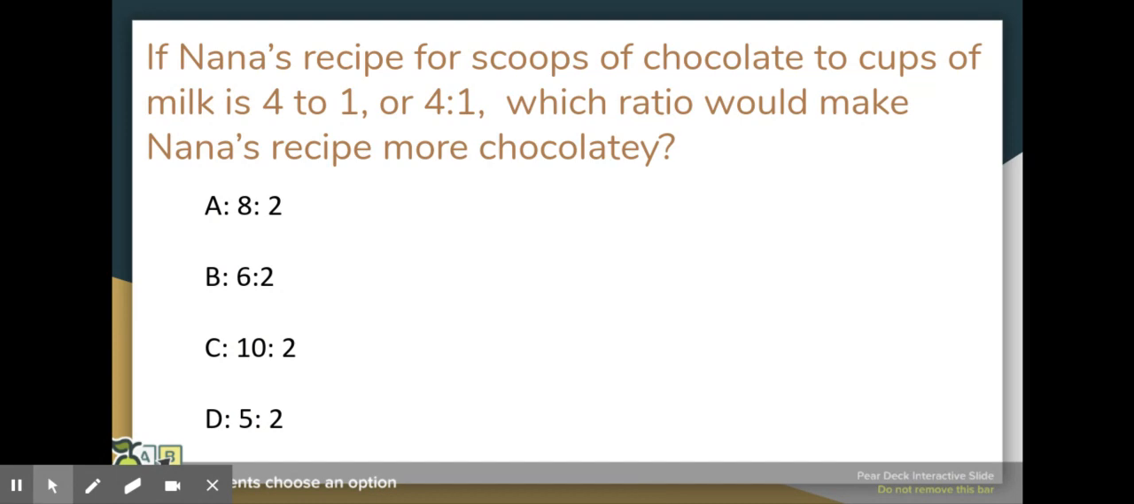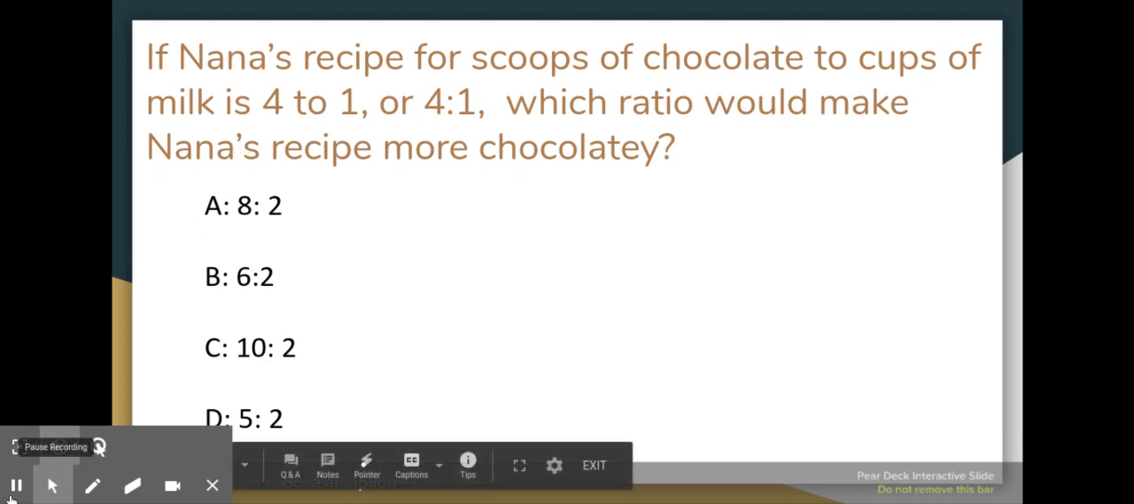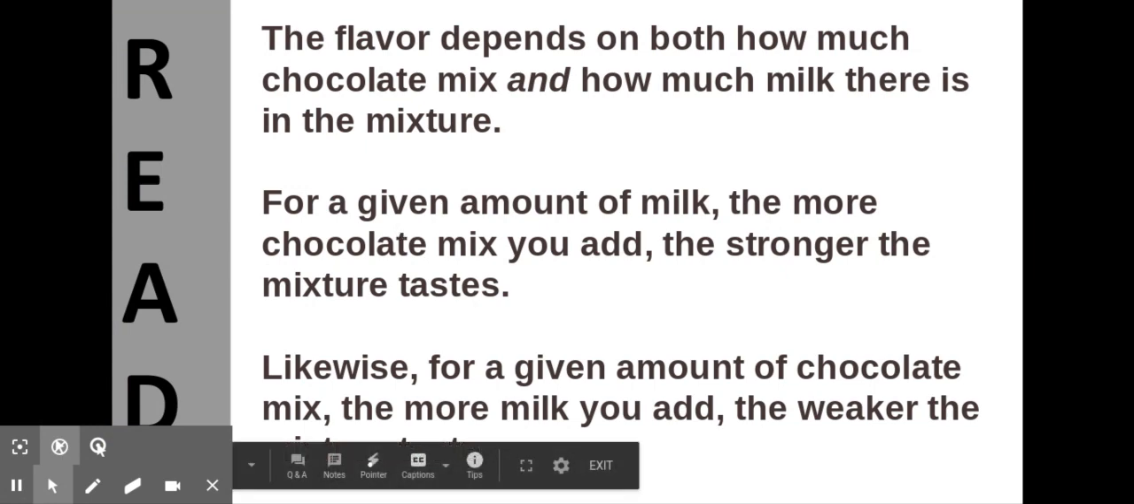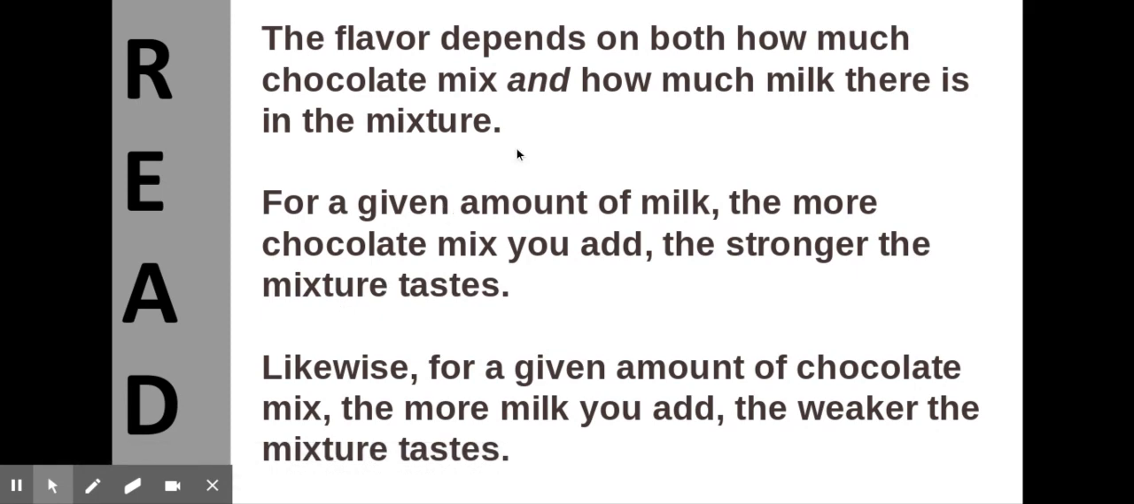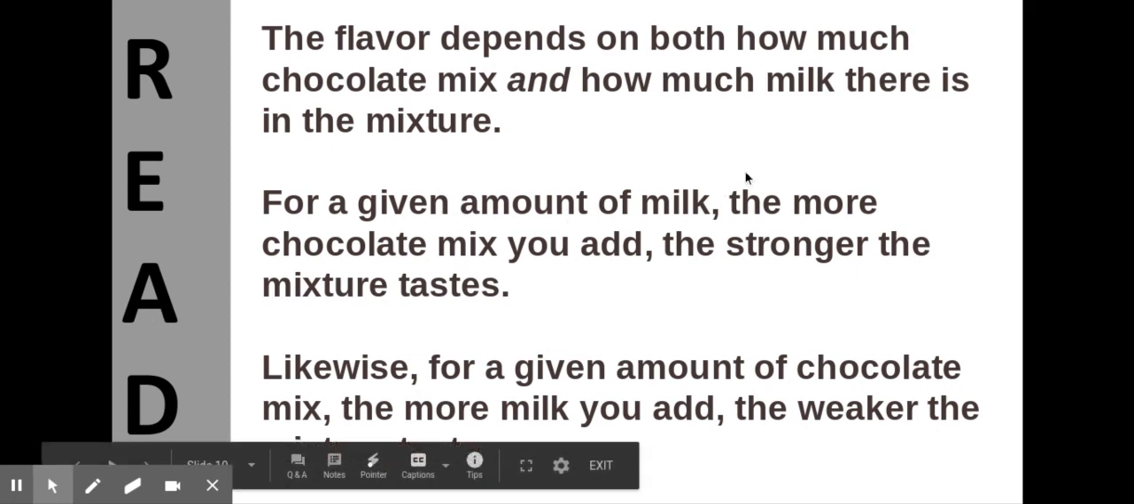If Nana's recipe for scoops of chocolate to cups of milk is 4 to 1, or we can write it as 4:1, it still reads 4 to 1, which ratio would make Nana's recipe more chocolatey? The flavor depends on both how much chocolate mix and how much milk there is in the mixture. For a given amount of milk, the more chocolate mix you add, the stronger the mixture tastes. Likewise, for a given amount of chocolate mix, the more milk you add, the weaker the mixture tastes.